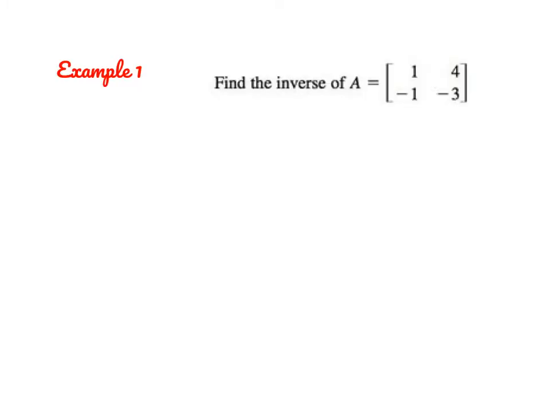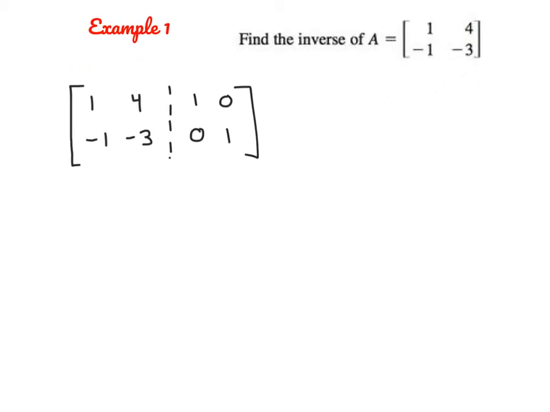All right, so let's give one of these a try. Here's our original matrix. So we're going to create our double augmented matrix. Since this is a 2 by 2, I'm going to have a 2 by 2 identity matrix on the right. Now our goal is to use Gauss-Jordan to turn this into a 0, this into a 0, and this into a 1.